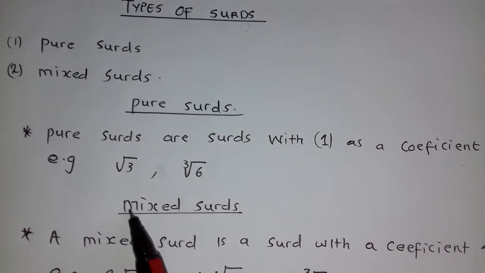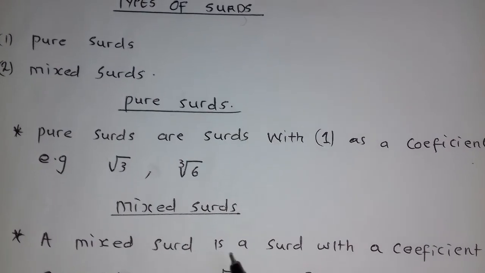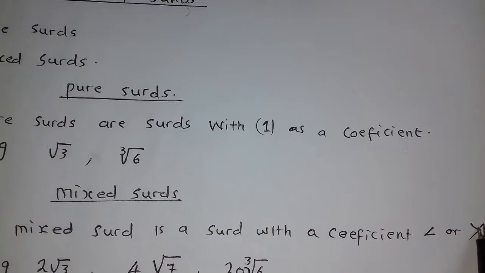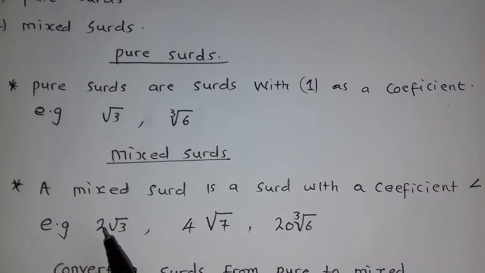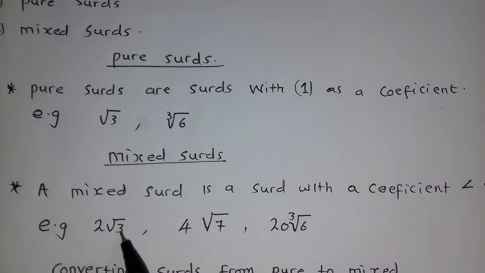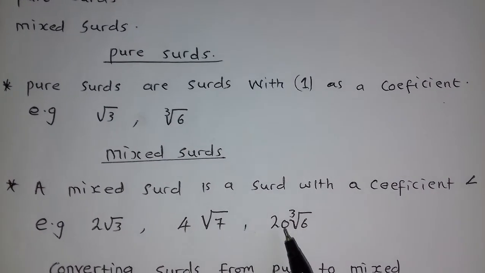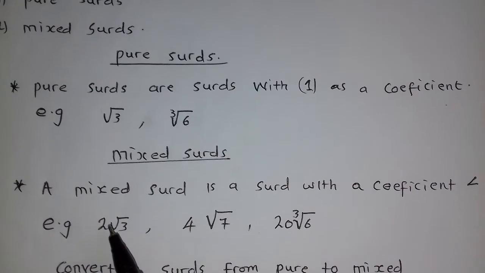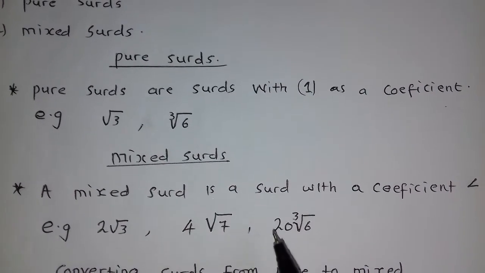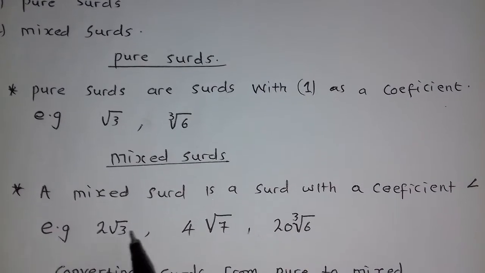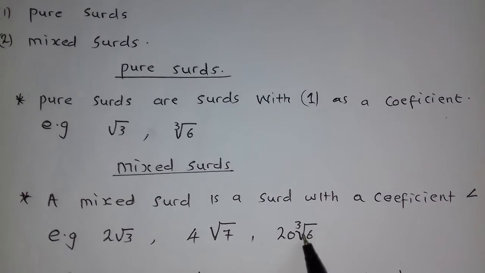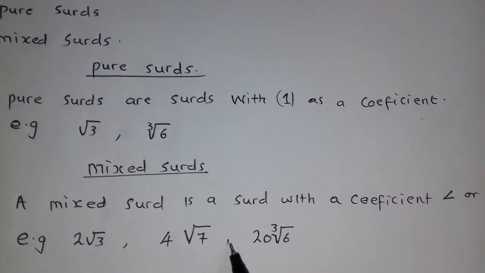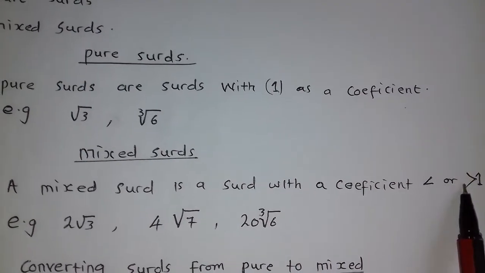Now let's see, what are mixed SADs? Mixed SADs are SADs with a coefficient less than or greater than 1. So we have examples here. We have 2 root 3, 4 root 7, 20 root 6, cube root of 6. When you look at this one is greater than 1, this one is greater than 1, this one is greater than 1. So these coefficients are all greater than 1. Therefore, all these ones given here are called mixed SADs. Why? Because the coefficients are all greater than 1.